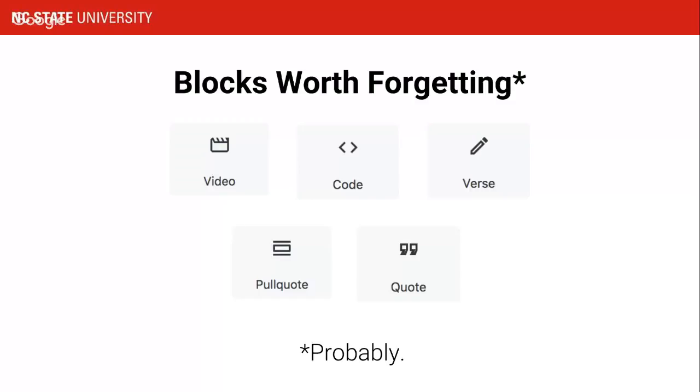So in a paragraph block, when you hit enter, it will automatically start a new paragraph. In the verse block, when you hit enter, it'll just add extra lines within that same block.